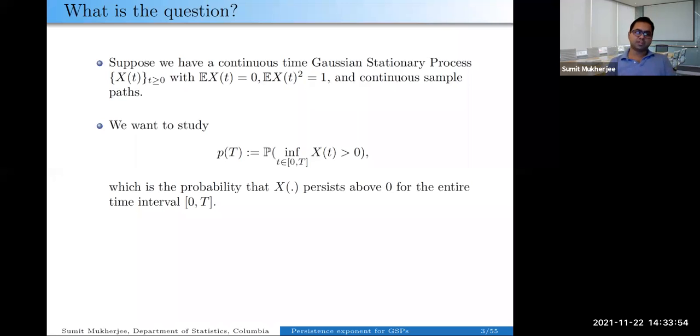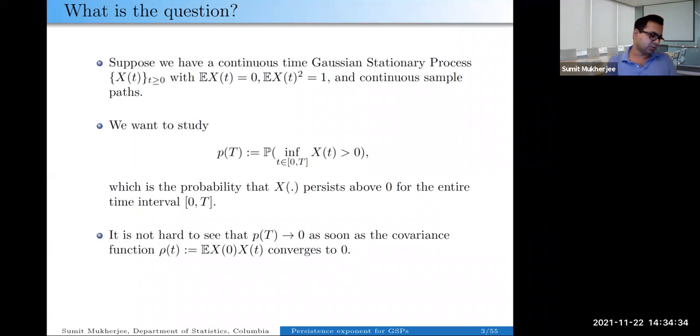What we want to study is the so-called persistence probability, which is the probability that your process stays positive. You start at stationarity. So it's not like a Brownian motion where you're starting at 0, but more like the Ornstein-Uhlenbeck process, so to say. You start at stationarity and you ask, what is the chance that your process stays positive from time 0 to t, where t is a large number? This is the question that we want to study. This is well defined because your process has continuous sample paths, so this is a well-defined random variable.